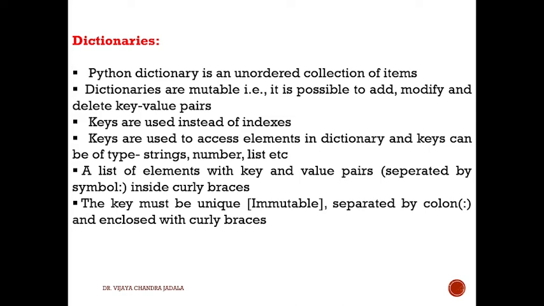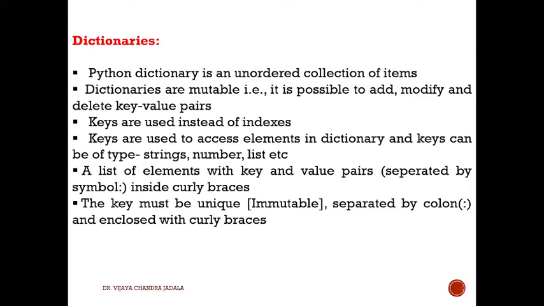A Python dictionary is an unordered collection of items. Dictionaries are mutable. That is, it is possible to add, modify, and delete key-value pairs. Keys are used instead of indexes. Keys are used to access elements in a dictionary, and keys can be of type string, number, etc.